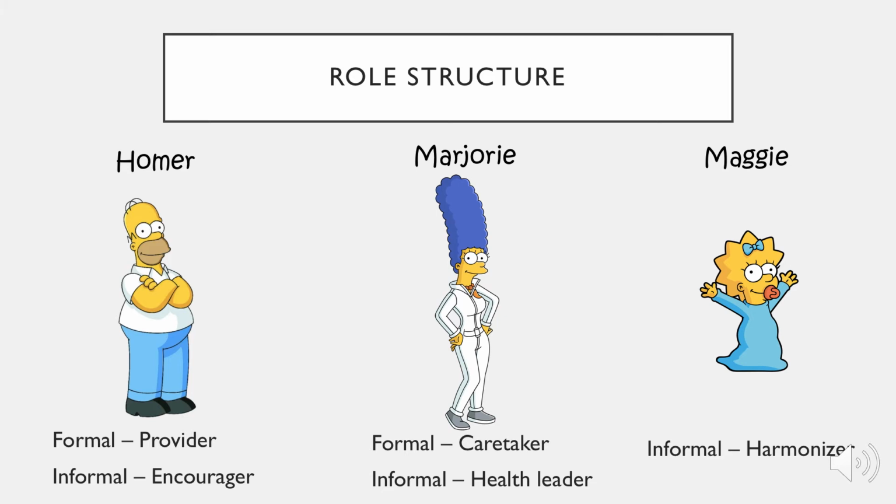Homer is also the encourager in the family, or the one who praises, agrees with, and accepts the contribution of others. He is able to draw out other people and make them feel that their ideas are important and worth listening to. Marjorie fulfills the formal child care role.